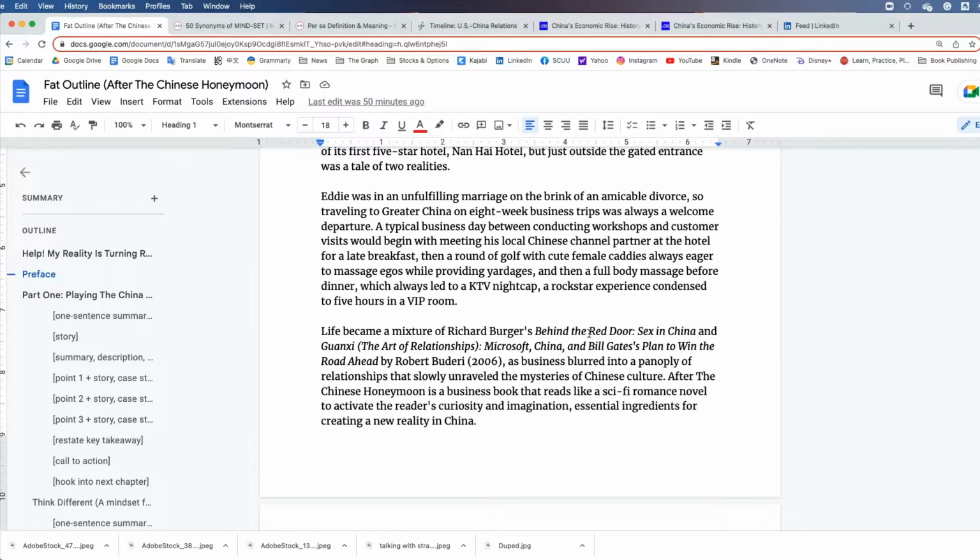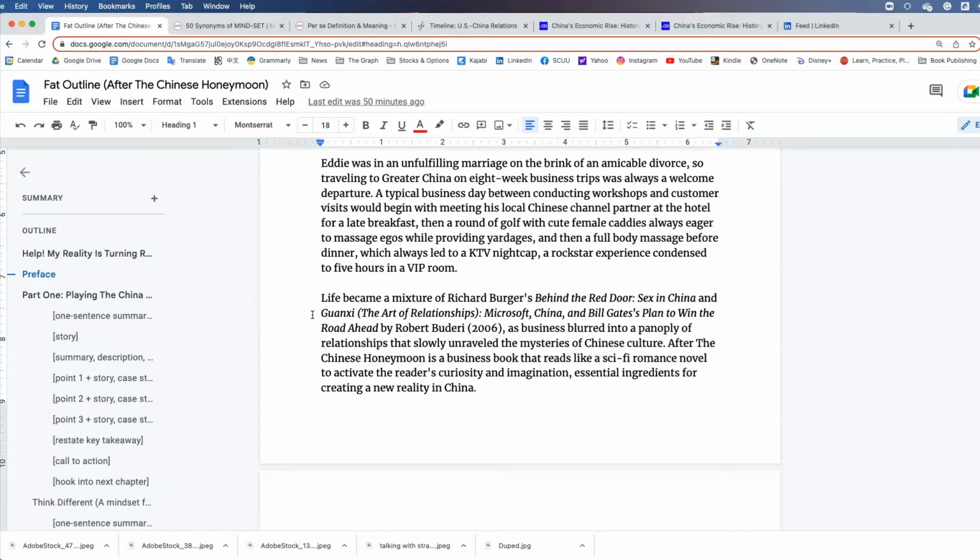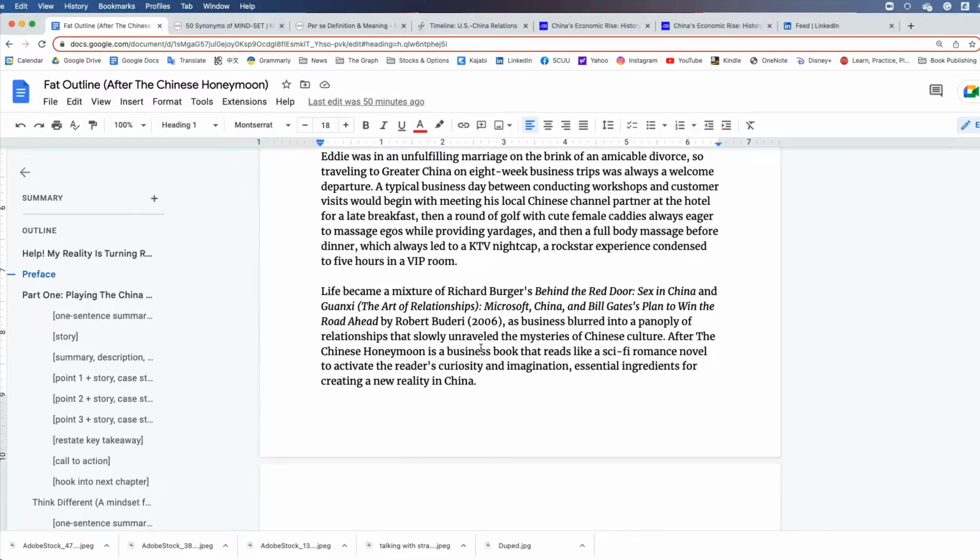And then it's also going to be a cross between this other book, Guanxi, The Art of Relationships, Microsoft, China, and Bill Gates' Plan to Win the Road Ahead. This is another book. When Bill Gates and Microsoft first entered China, they started talking about Guanxi, and this book was published in 2006. My book follows a timeline of when I first went to China. So it's 2004. A lot of the things that they were talking about in this book coincide with my experience.